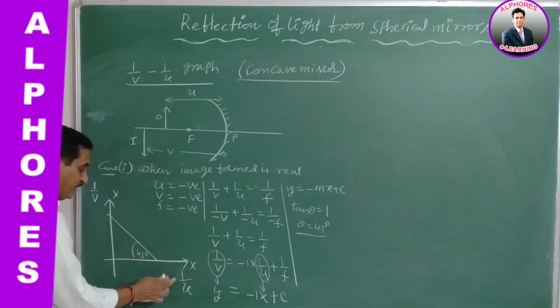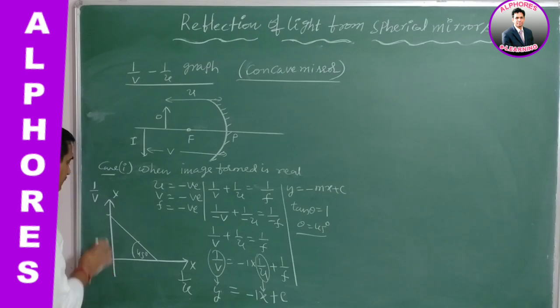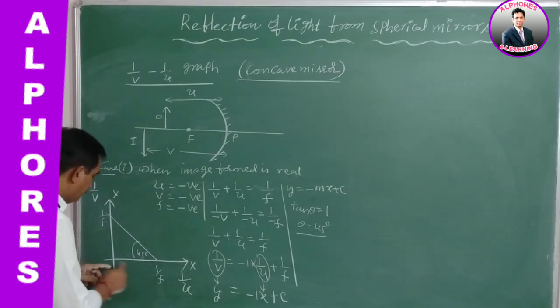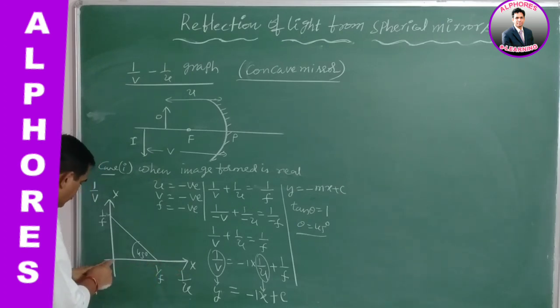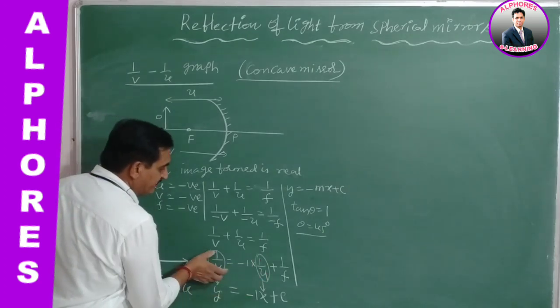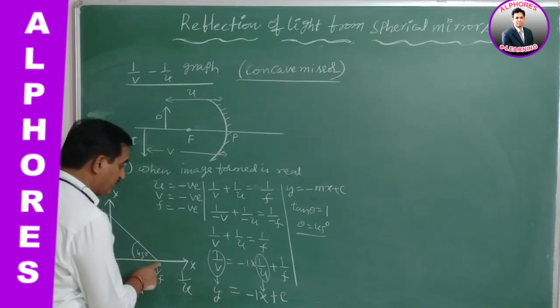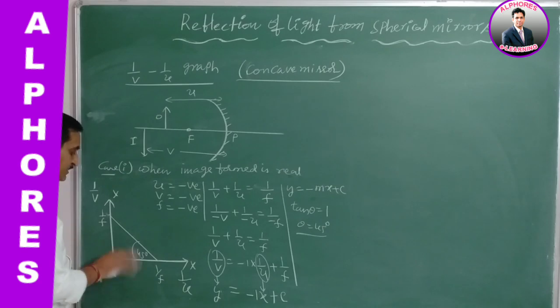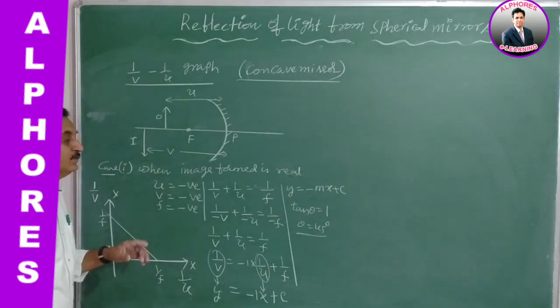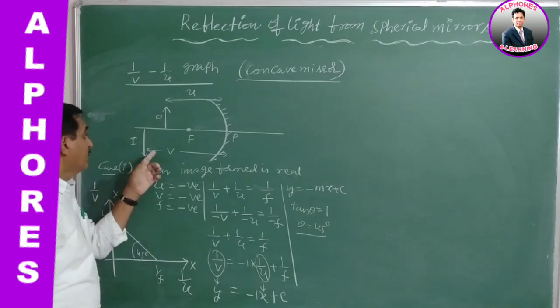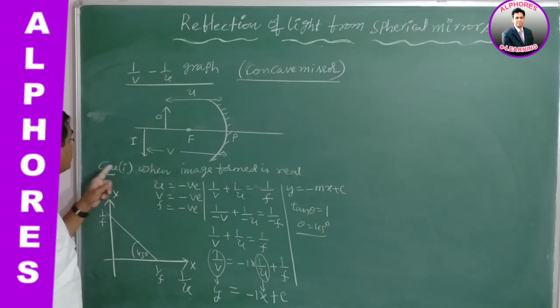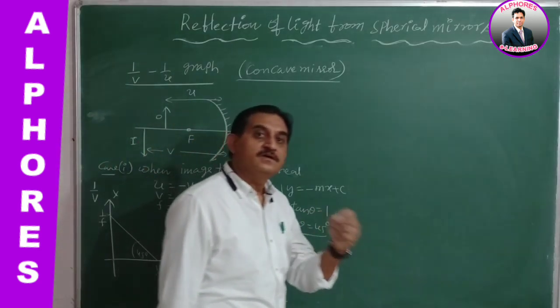Now at the 1 by u position here, its value is giving 1 by f. This is 1 by f. So it is very clear: if 1 by u is 0, suppose at the origin 1 by u is 0, the corresponding 1 by v becomes 1 by f. If 1 by v is 0, then the corresponding 1 by u is equal to 1 by f. So this is the nature of the 1 by v, 1 by u graph for a concave mirror in case 1, when the image formed is real.